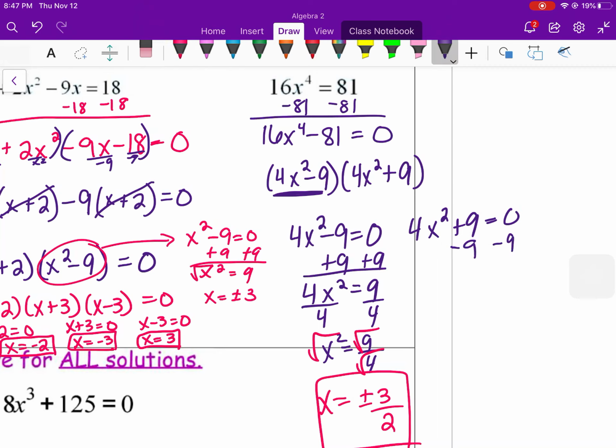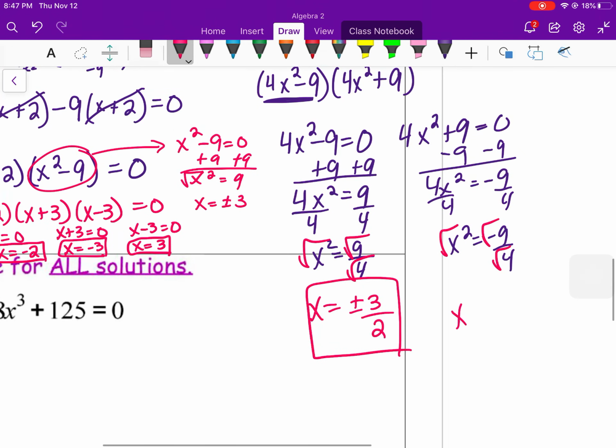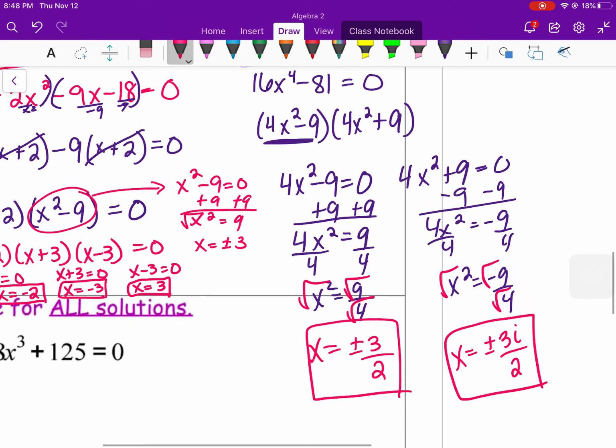And then the other side, you subtract 9, you get 4x squared equals negative 9, divide by 4, get x squared equals negative 9/4. Take the square root of both the top and bottom, and you'd have x equals plus or minus, square root of negative 9 would be 3i, and the square root of 4 is 2. So there's our other two answers, positive 3i over 2 and negative 3i over 2. So four answers for that quartic polynomial there.